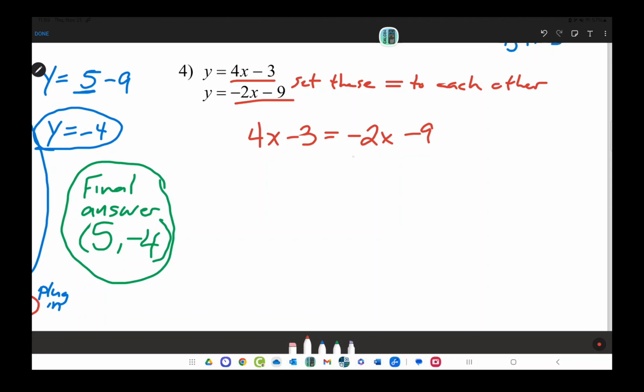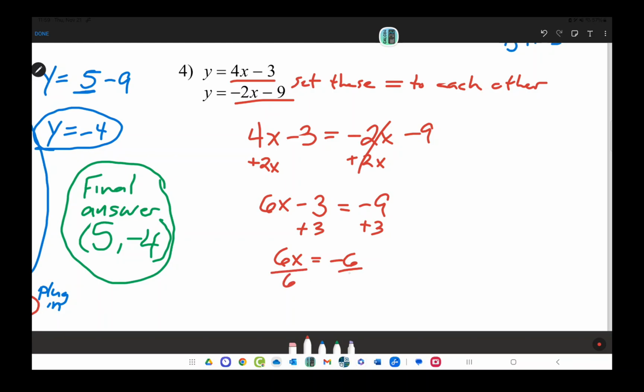So here we are going to add 2x over, plus 2x. 6x minus 3 is equal to negative 9. And add 3. 6x equals negative 6. Divided by 6, x equals negative 1.